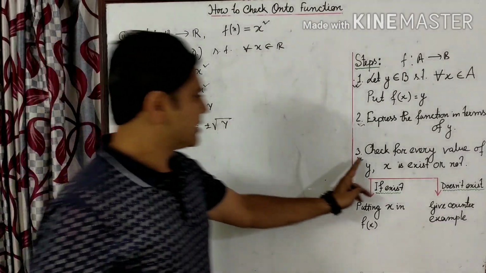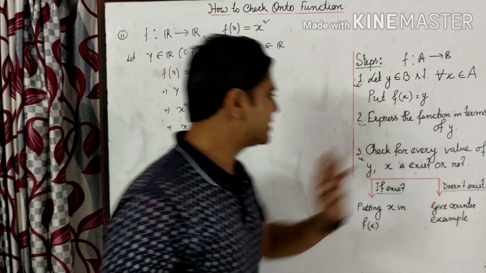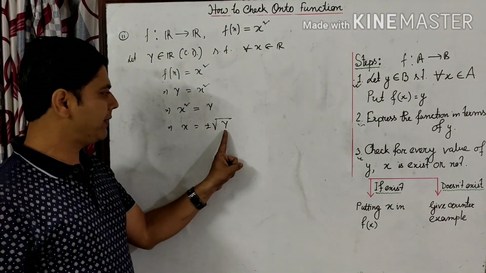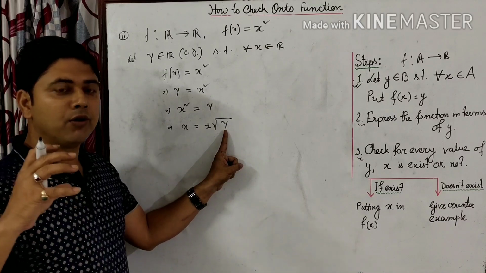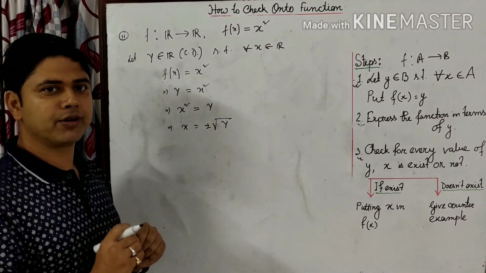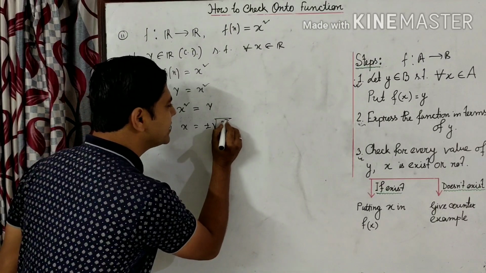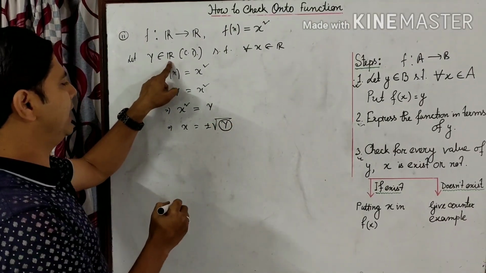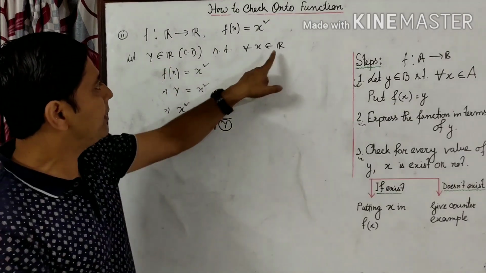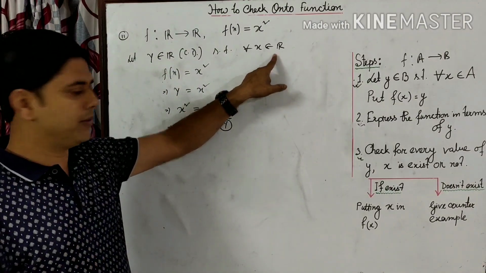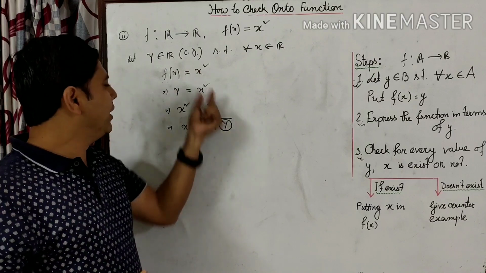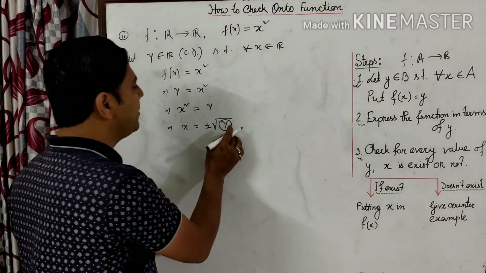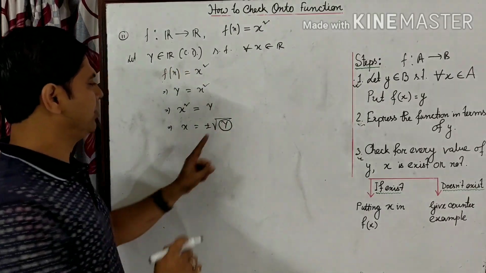Now, you have to follow which step? Third step. Now we have to say, for every value of y, whether x exists or not. In place of y, if I put values, what values can we put? All the real numbers, because x has to be a real number. For every value of y, x exists or not. You have to put real values in place of y.